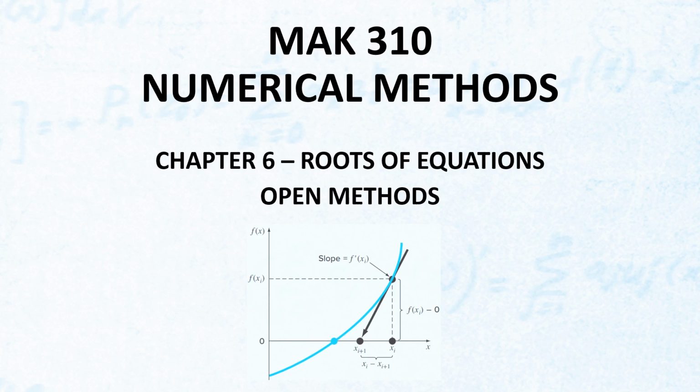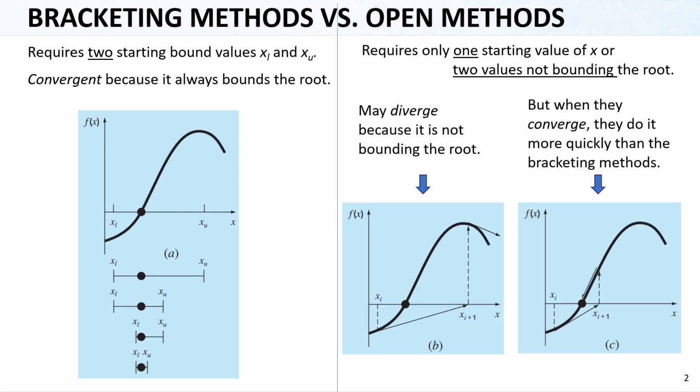Today we will talk about chapter 6, which is again some approximation methods for finding the roots of equations, but this time we will talk about the open methods. And open methods are different from the bracketing methods, and we will see the differences as well. Let's start with the differences and similarities between the bracketing methods and open methods.